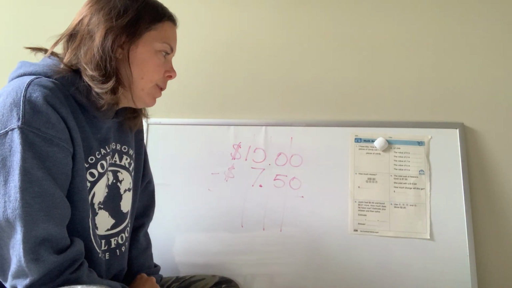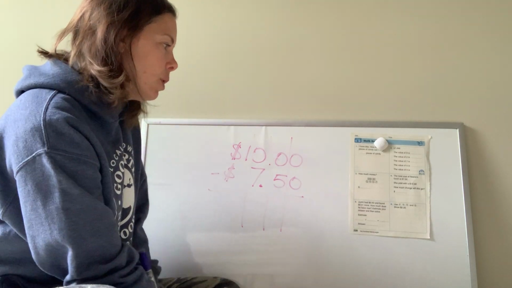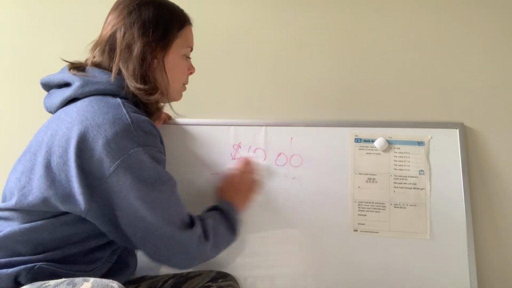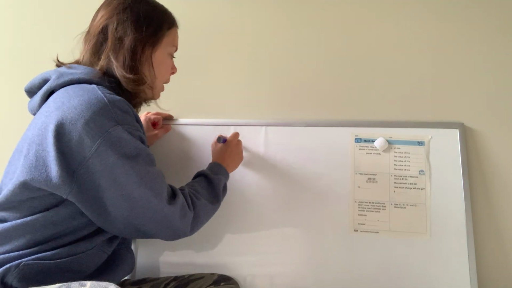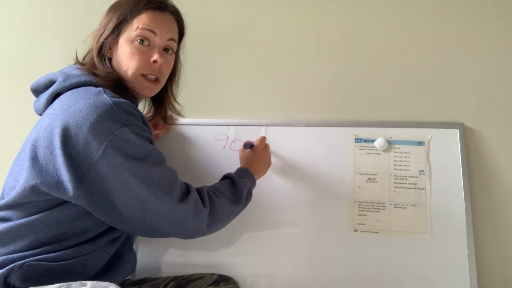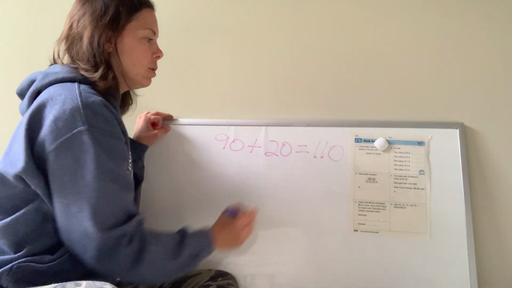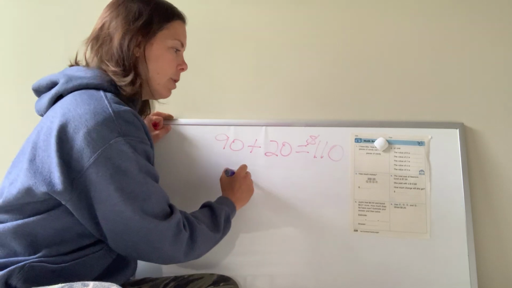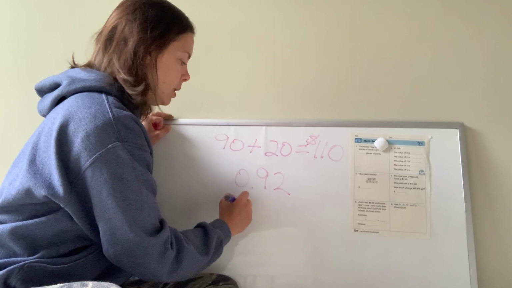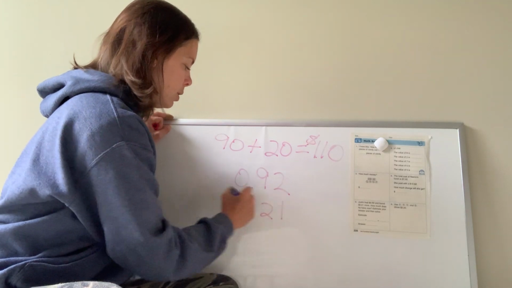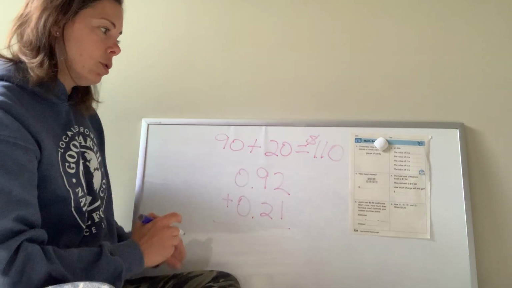Number 5, Justin had 92 cents and found 21 cents more. How much does he have now? Estimate and then solve. So he had 92 cents, which is close to 90, and he found 21 cents, which is close to 20. So he had about 110 cents, or $1.10. But now you do the math. You have to line it up though. $0.92 plus $0.21. Do the ones, the tens, and then the dollars are in the hundreds.